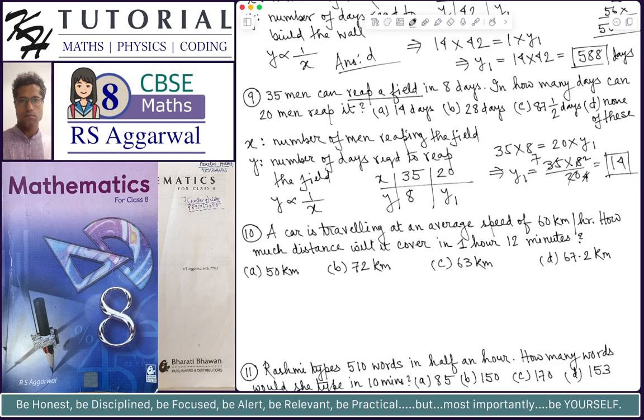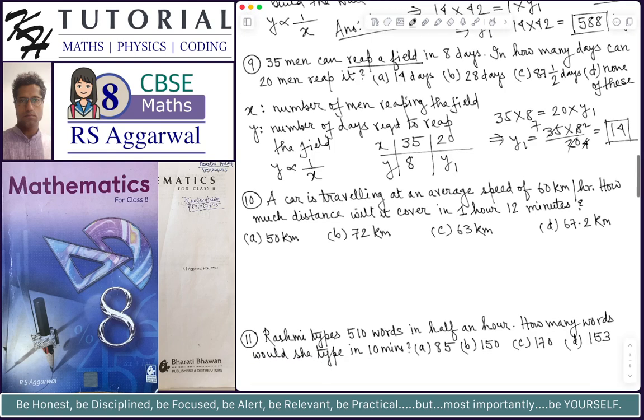Now since it was given that 35 men are reaping the field in 8 days, definitely 20 men will reap the field in more than 8 days, and hence we are getting 14 days. So our answer is consistent. So the correct choice is A. A is the correct choice.